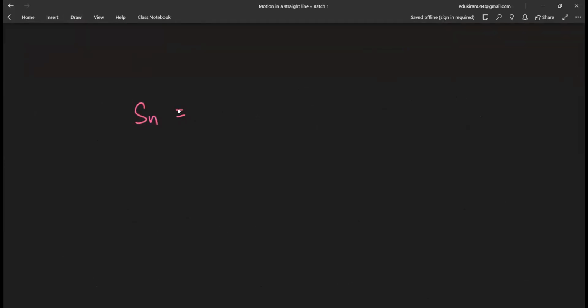Sn is equal to u plus a by 2 into (2n minus 1). This is a part of your syllabus only. This is very important.